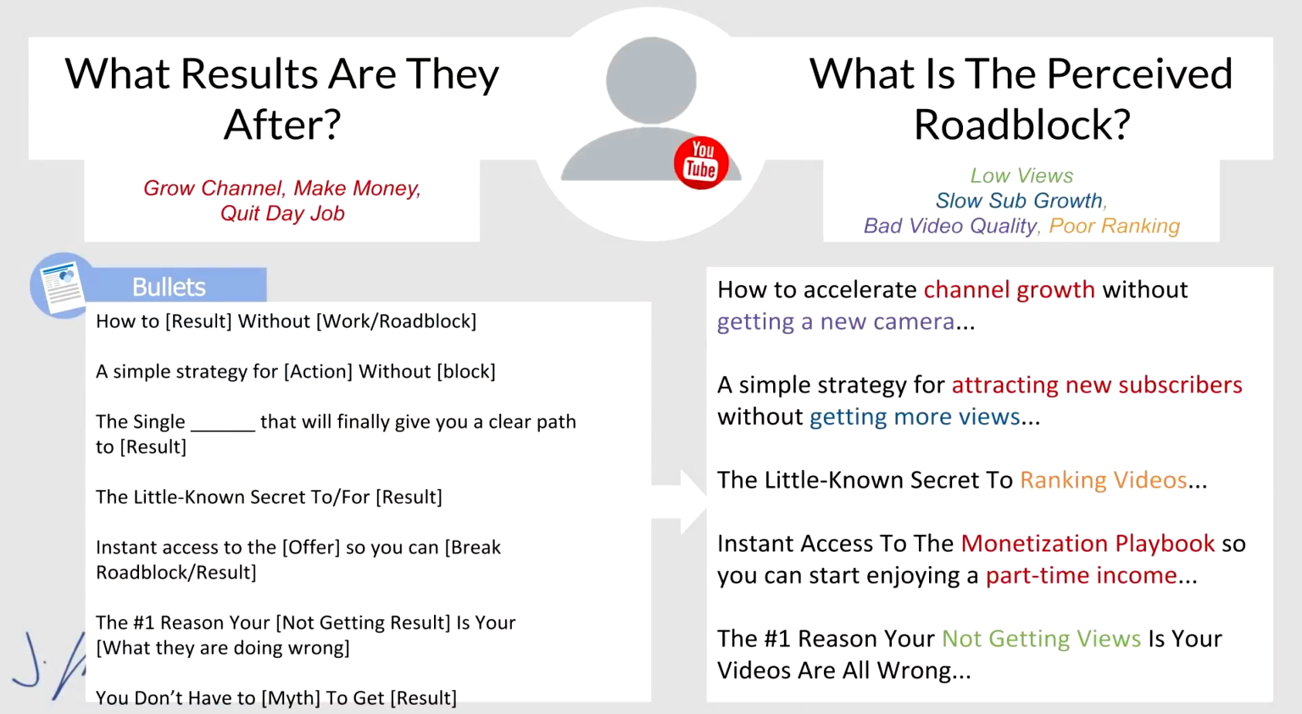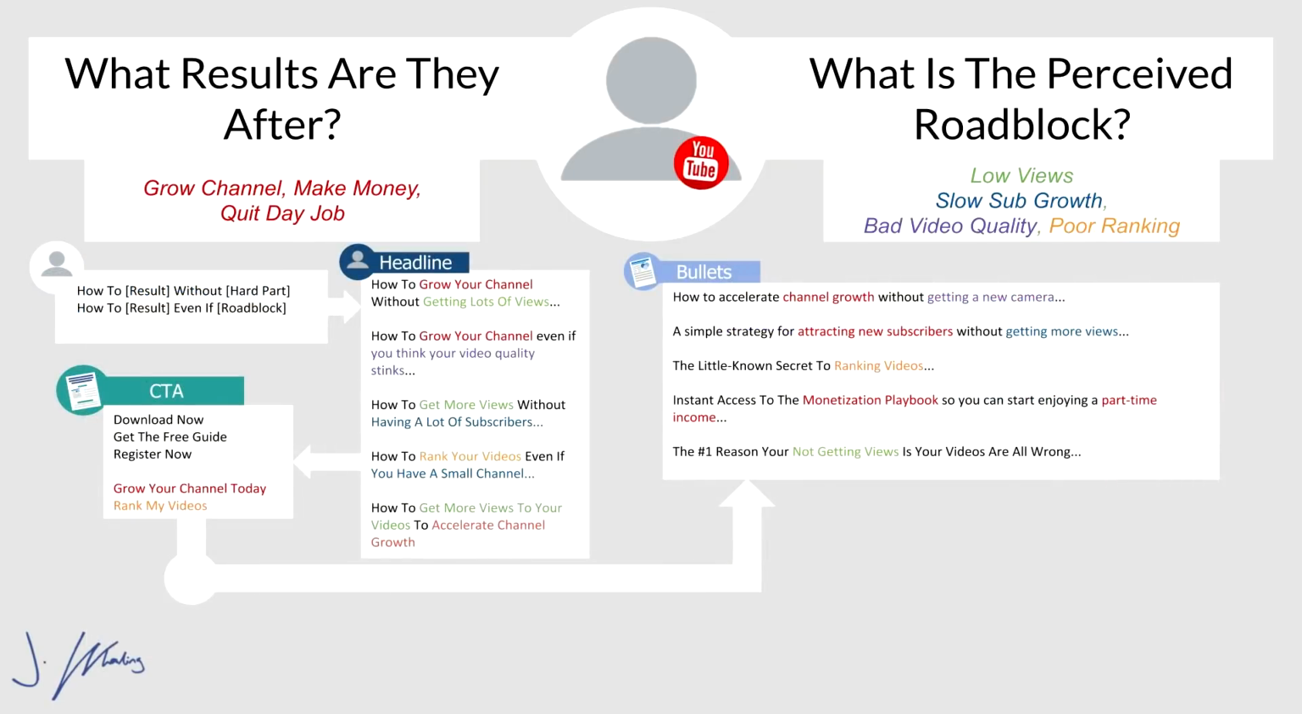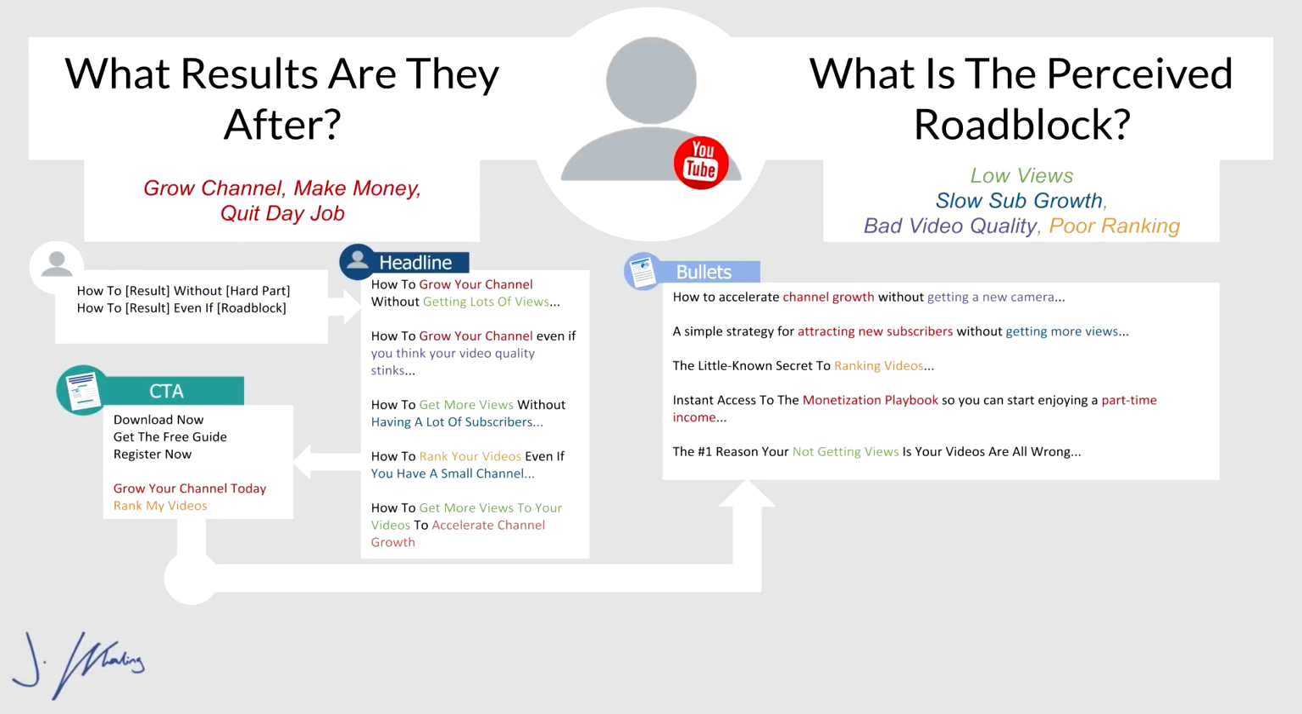And the final one we have here is a little mean, but the number one reason you're not getting views is your videos are all wrong. And with that, you have your headline, you have your call to action text, and you have your bullet points. Of course, there's a timestamp table of contents in the description, so you can skip around the video and pause while you write your own landing page copy.